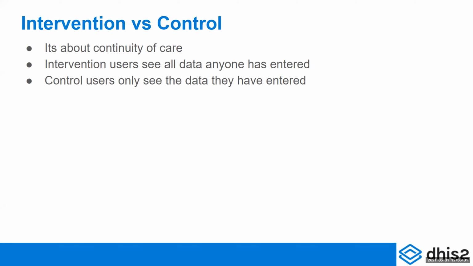If you're doing paper, it is only the information that you write that you see. You're not going to see someone else's register. So even though we went to electronic, we tried to replicate the paper situation by having the control users only see the data that they've entered.